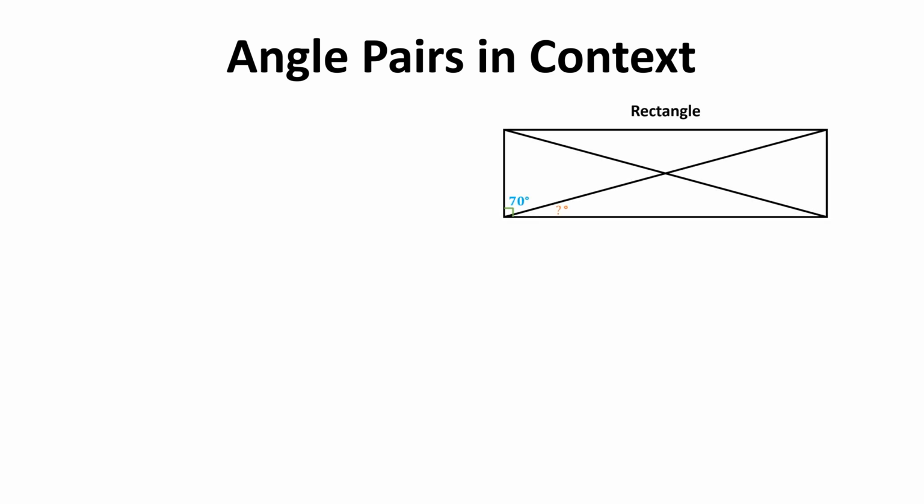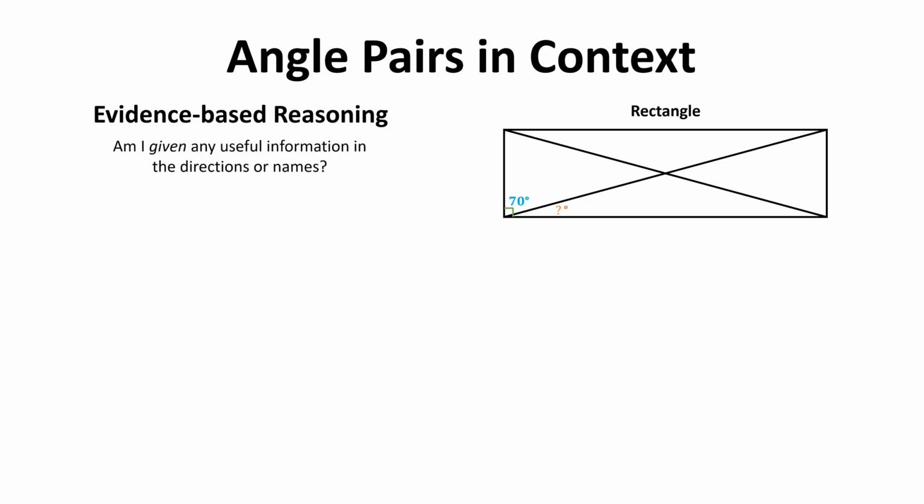Let's look at some angle pairs in context. Here we have a rectangle and we're given two angles that form an angle pair inside of this rectangle. Let's use evidence-based reasoning to categorize this angle pair. Am I given any useful information in the directions or names? Do I recognize any markings in my picture that are evidence of an angle pair?